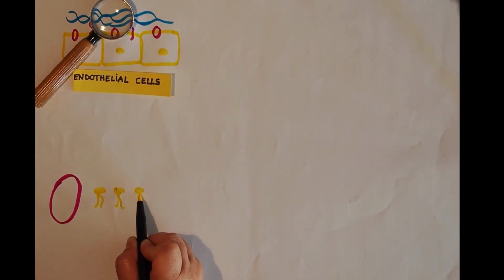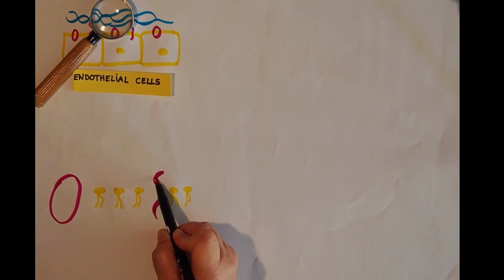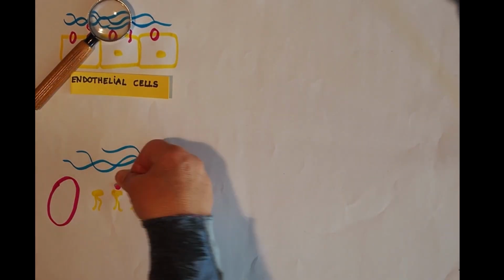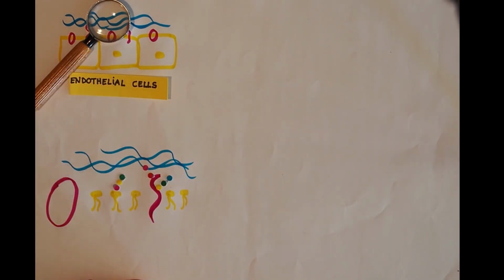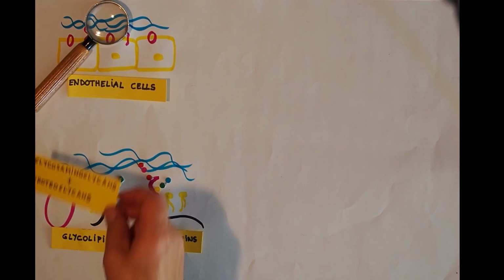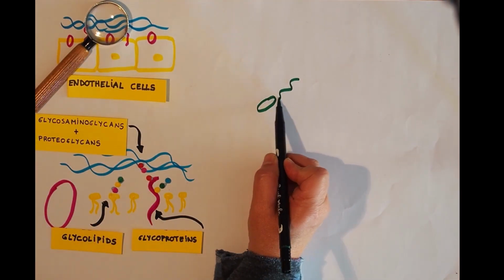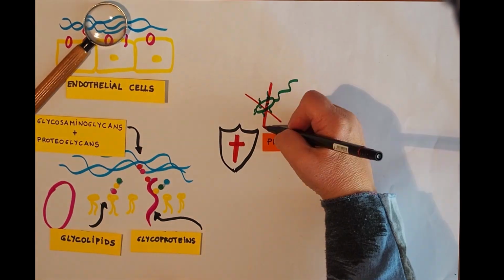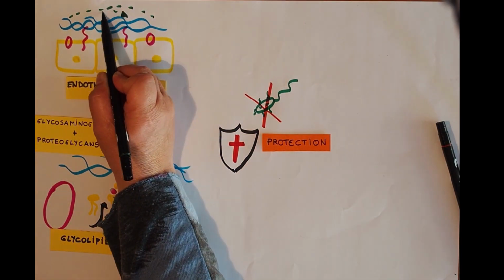Let's take a look into an endothelial cell. Being more specific, the cell membrane and its extracellular space. The glycocalyx present in this interface includes all the structures which contain sugars, so that means glycoproteins, glycolipids, and glycosaminoglycans and proteoglycans. The glycocalyx has different functions, like protecting the cell from external agents or mediating the communication between cells.